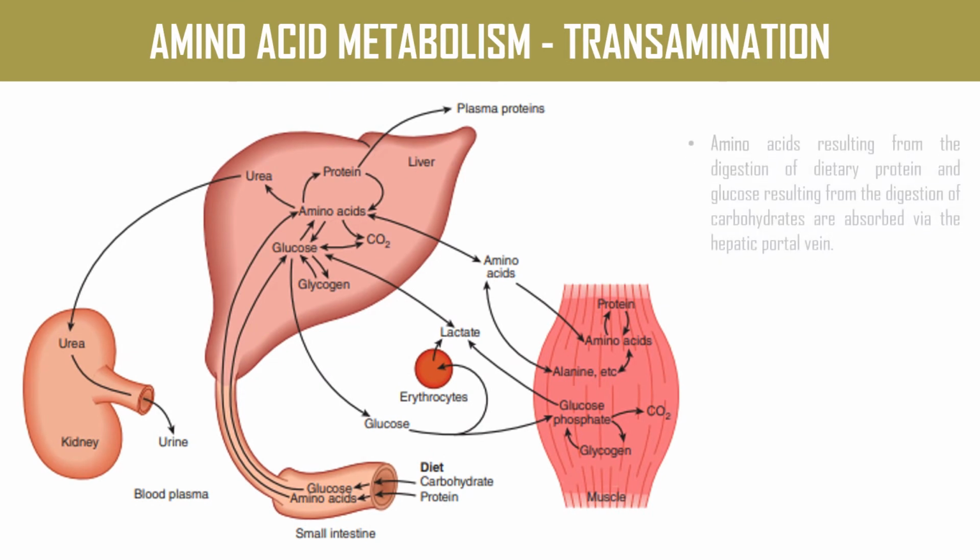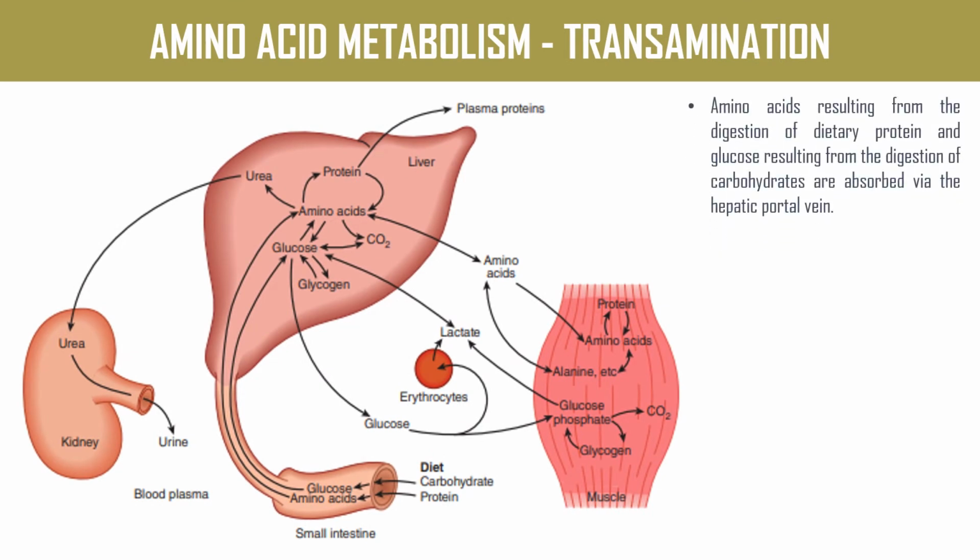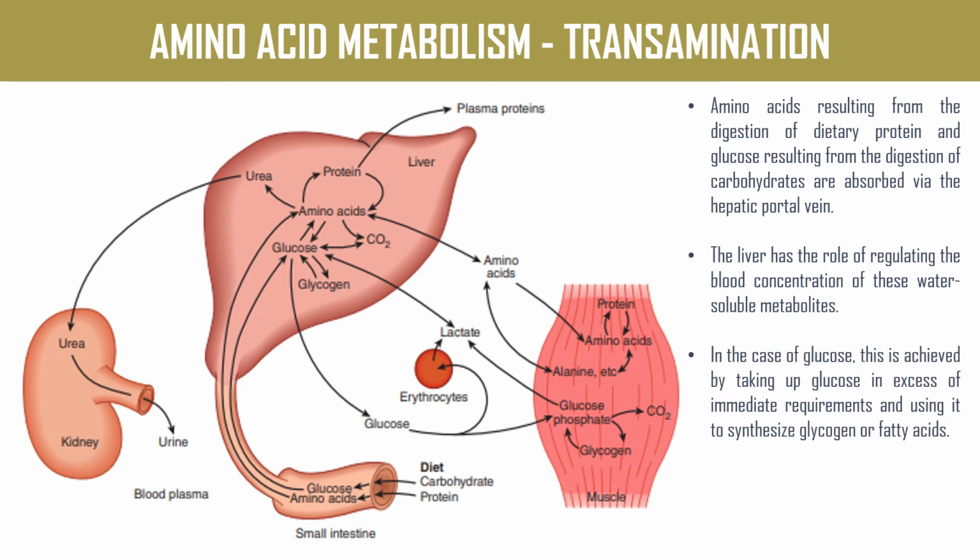Amino acid metabolism. Amino acid resulting from the digestion of dietary protein and glucose resulting from the digestion of carbohydrate are absorbed by the hepatic portal vein. The liver has a role of regulating blood concentration of these water-soluble metabolites. In the case of glucose, this is achieved by taking glucose in excess of immediate requirement and using it to synthesize glycogen or fatty acids. Between meals, the liver acts to maintain the blood glucose concentration by glycogenolysis.